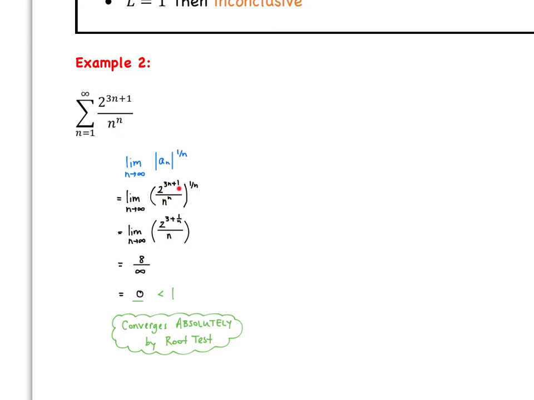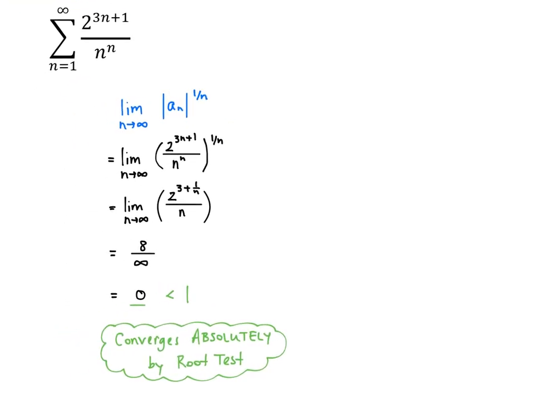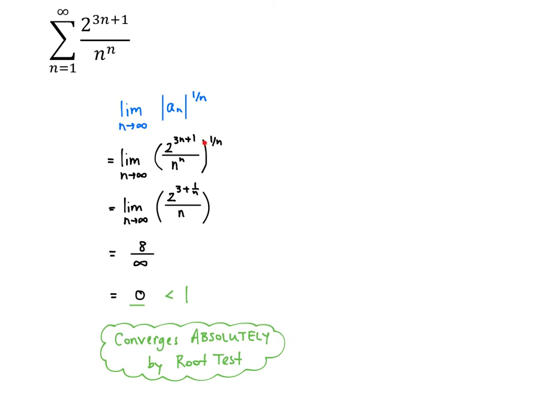So it's 2 to the 3n plus 1 over n to the n, all raised to the 1 over n power. Now we can distribute this 1 over n to each of those. Power of a power, we multiply. So 3n times 1 over n becomes 3, and 1 times 1 over n becomes 1 over n. So it's now 2 to the 3 plus 1 over n. This is the entire power. For n to the n, this n times the power of 1 over n just becomes n in the denominator. So it makes things a lot easier.